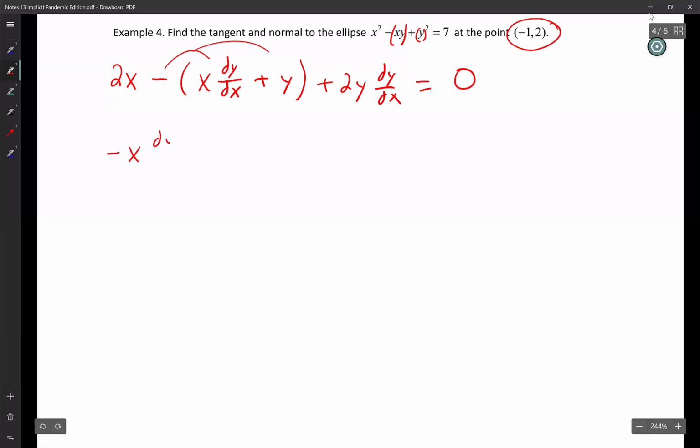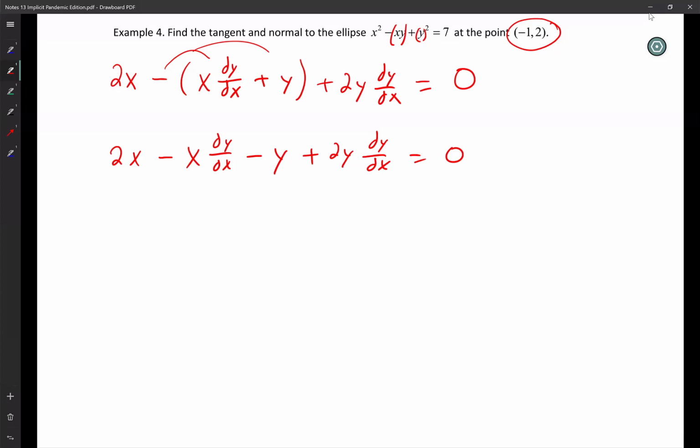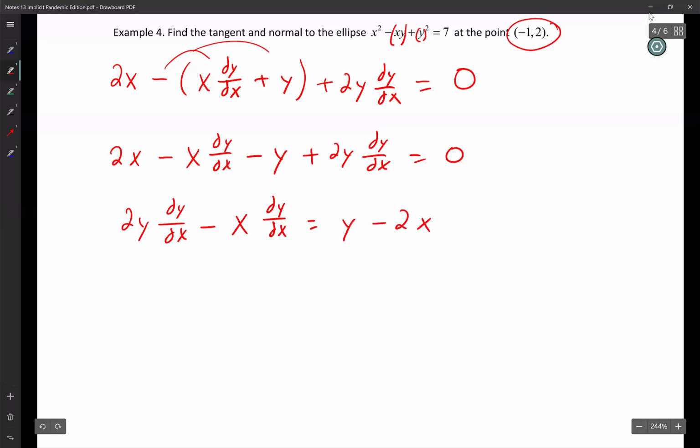Negative x dy/dx. And well, you know what? I'm going to write everything out. 2x minus x dy/dx minus y plus 2y dy/dx equals 0. And whatever does not have a dy/dx, I'm moving it to the other side. And now I want a positive expression in the front, so I'm going to write 2y dy/dx minus x dy/dx equals y minus 2x.